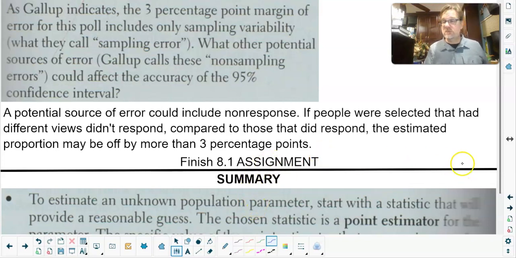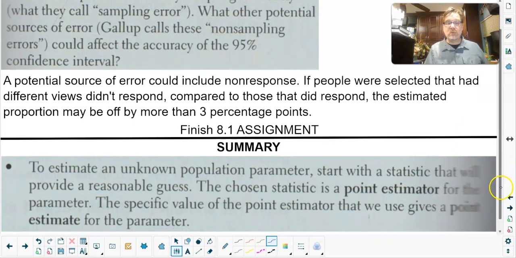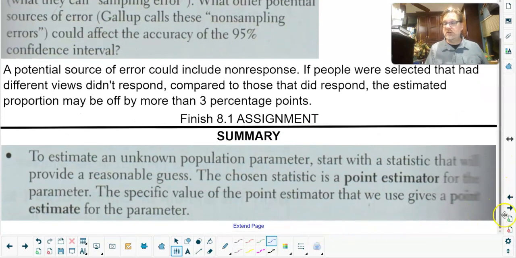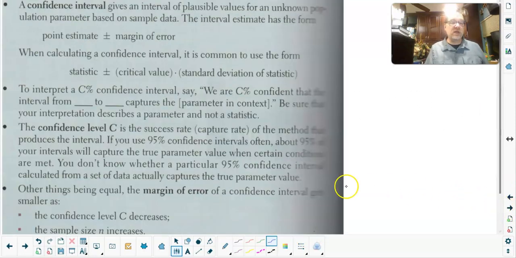Okay? So we have gone through this enough to finish out assignment 8.1. And you'll notice in the next couple of pages, I have given you a summary of everything we have talked about. So if you've got questions, that is a great place to start. And if you have questions, go ahead and ask me, Patriots and statisticians. I would love to help.